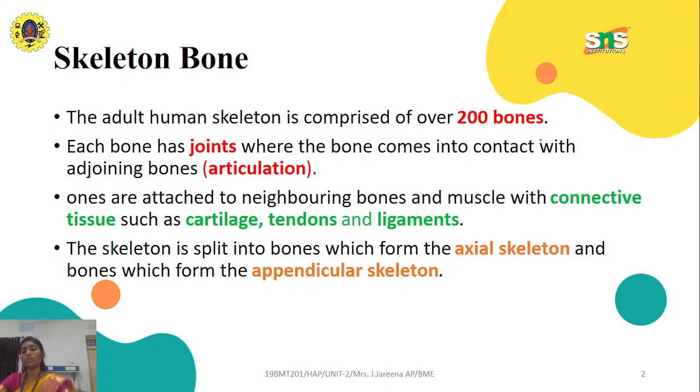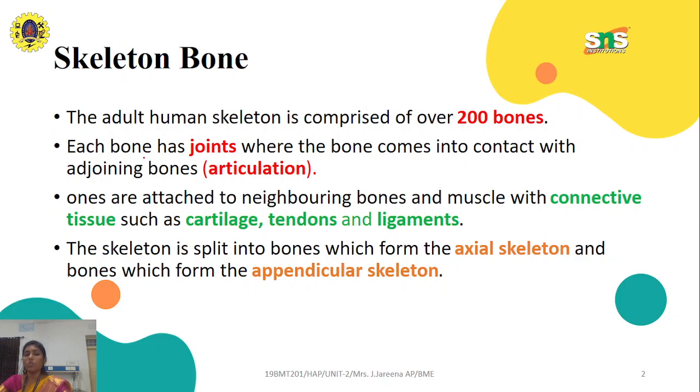Again, 206 is not a standard number, because the number of bones varies from person to person. So the range of the total number of bones in adult people is 206 to 216 bones. Some people may have 6 fingers, some people may have 6 toes, but it is normal. It will in no way affect the normal function of the body, right?